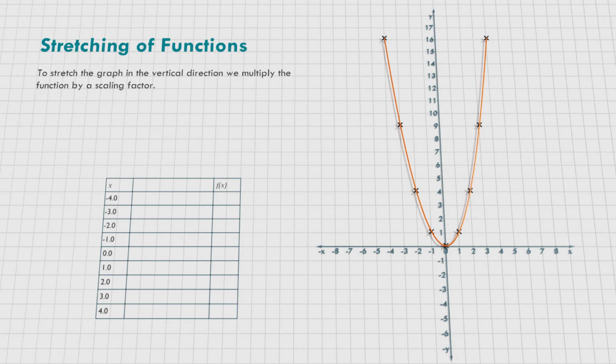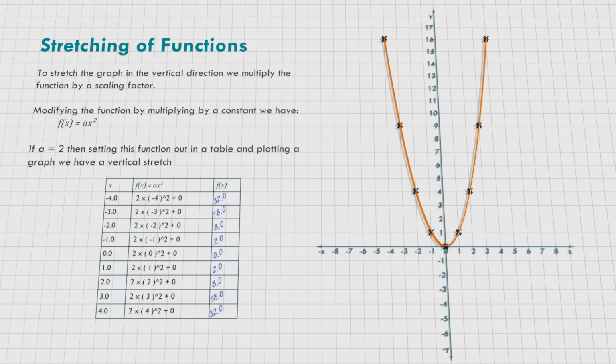To stretch the graph in the vertical direction, we multiply the function by a scaling factor. Modifying the function by multiplying by a constant, we have f(x) equals ax squared. If a equals 2, then setting this function out on a table and plotting a graph, we have a vertical stretch.